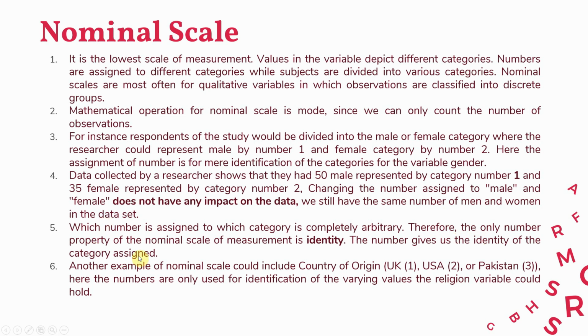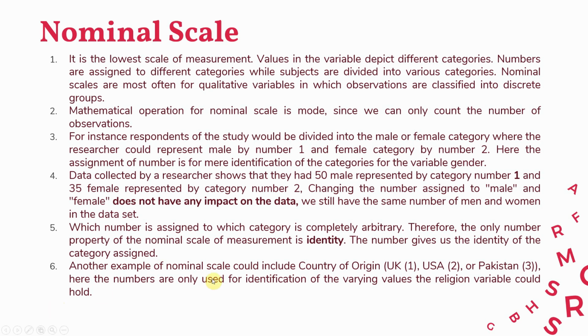Therefore, the only number property of the nominal scale of measurement is identity. The number gives us the identity of the category assigned. So each of the values in the variable is assigned a number, and that number assigned to the various values in the variable is just for the sake of identity.